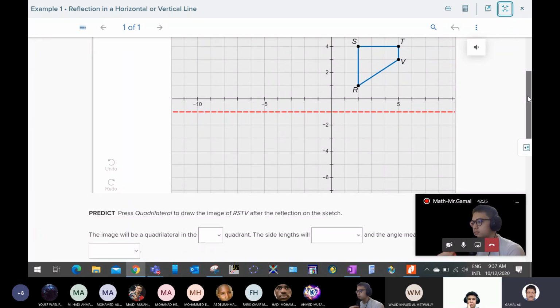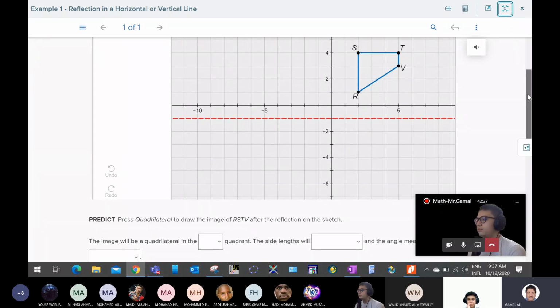Who can answer this question? The image will be a quadrilateral in the first, second, third, or fourth quadrant? The fourth, because it is here in the first. When you make the reflection on this line, it will be here in the fourth quadrant.